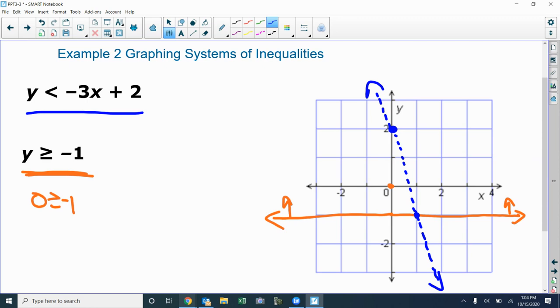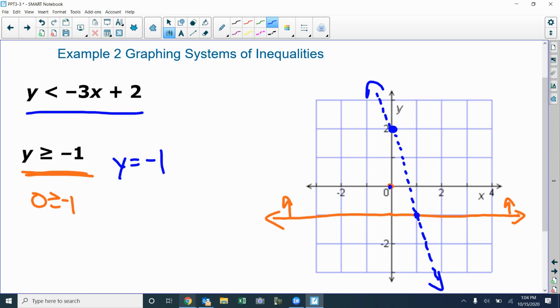Wait, why is the orange line horizontal? Because it's y equals -1, that's all it is. Okay, so it's hitting the y-axis. This is y equals -1. If it was x equals, it would be vertical. All right, let's check this out.